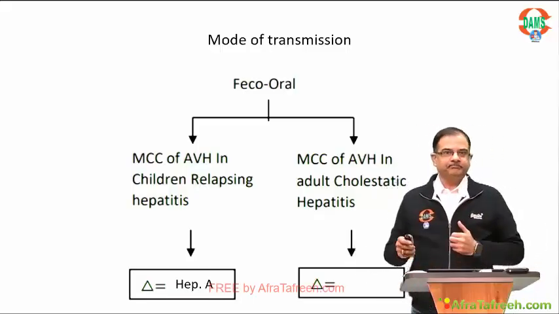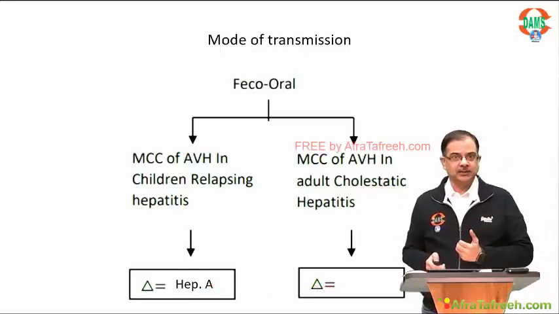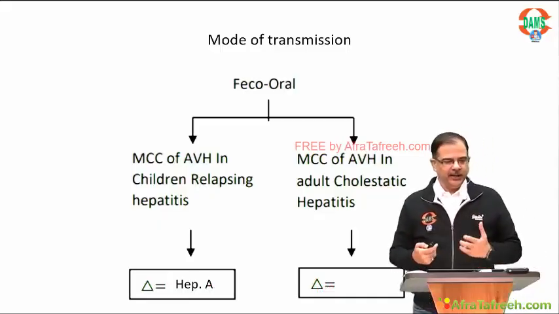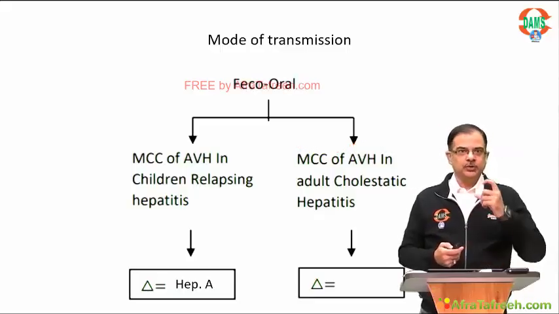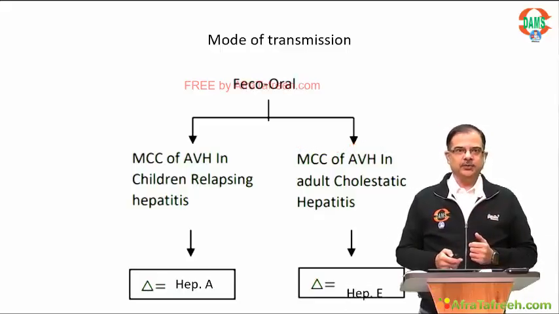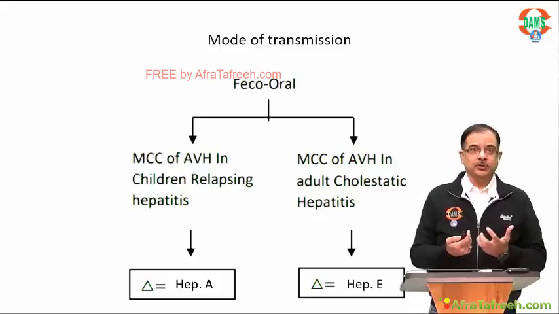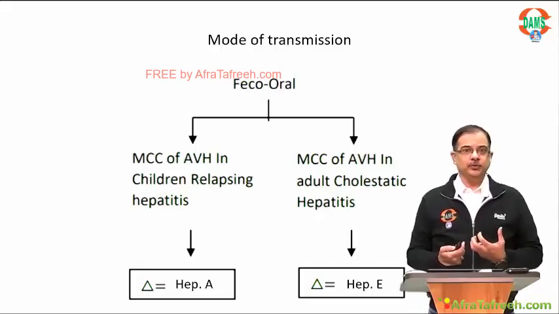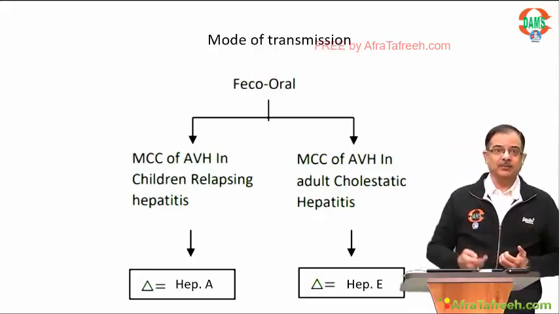While the most common cause of acute viral hepatitis in adults or maybe in pregnancy, and the patient has cholestatic features, this is a case of hepatitis E. So even without looking at the serology, you are making a diagnosis. Without looking at the investigation, if you are making a diagnosis, that means you are a very good doctor who is identifying the disease without the help of investigations.